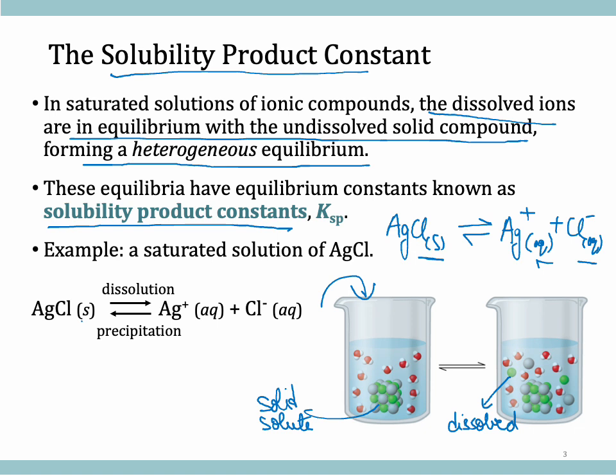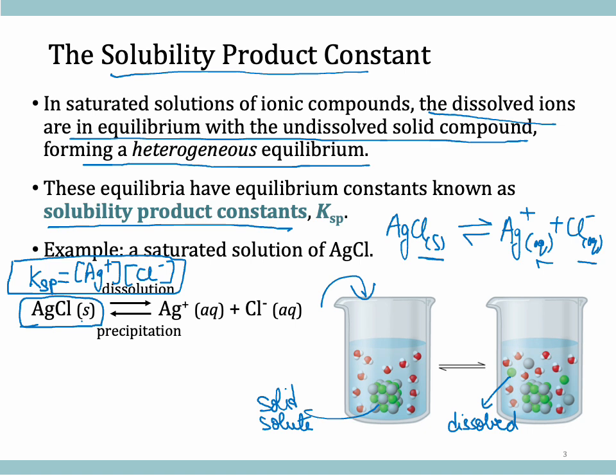If I ask you what is the equilibrium constant for this equation, the equilibrium constant, as we have seen before from chemical equilibrium, is product over reactant. So that would be concentration of silver ion times concentration of chloride ion divided by AgCl, but we will not include AgCl because it is a solid, so it is not included. So this is the equilibrium constant, and because it is specific for solubility of this compound, we call it Ksp.